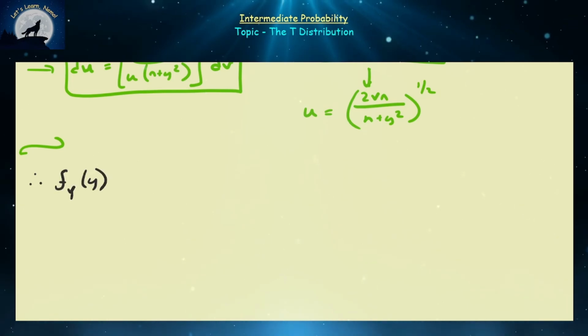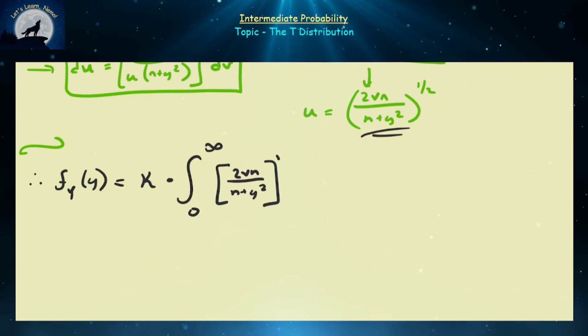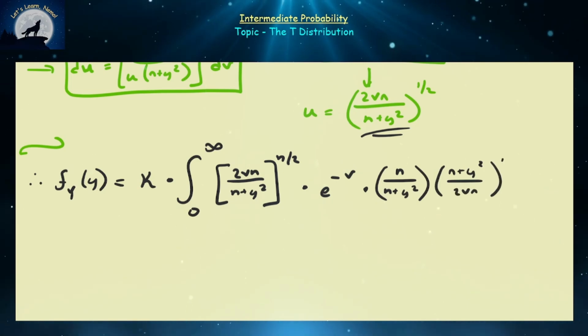So f_Y of y will be equal to our constant in front times the integral from 0 to infinity. And then we're going to have our u to the power of n, but u is going to take this form now. So we're going to have (2vn all over (m plus y squared)) to the power of n over 2, times e to the power of minus that positive number, for which we called v. And then we're going to have our differential term, which I will organize as n over (m plus y squared), multiplied by ((m plus y squared) all over 2vn) to the power of 1/2 dv.